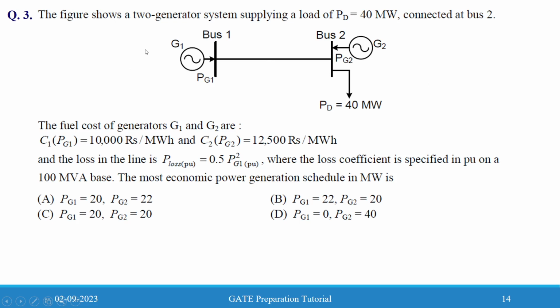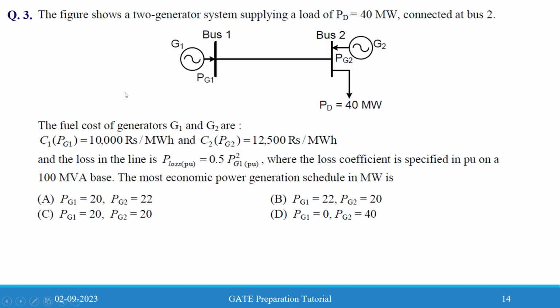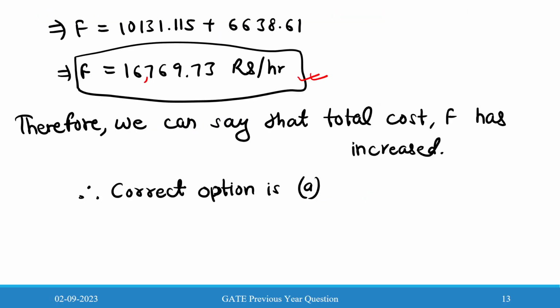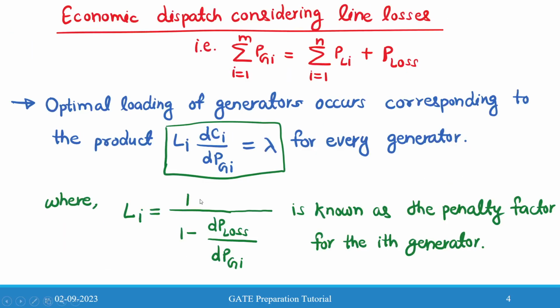This is question number 3. Just carefully read this and solve this problem. I am giving you 2 minutes. Can you share the formula for penalty, sir? Once again, the penalty formula. Penalty is 1 divided by 1 minus the derivative of P loss with respect to PG.